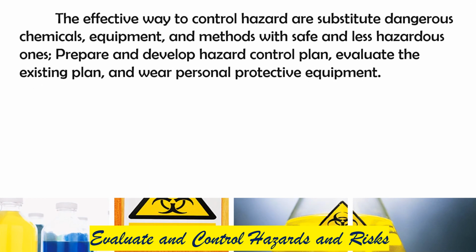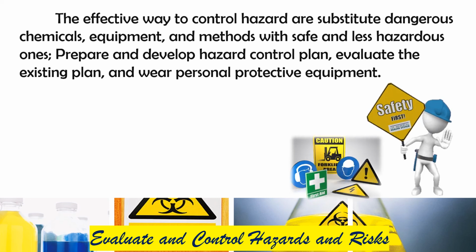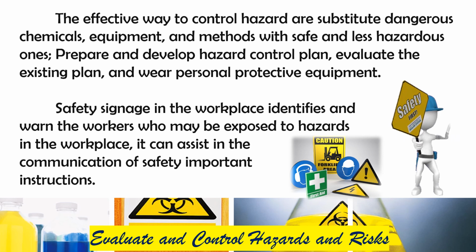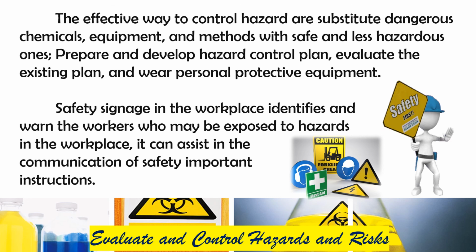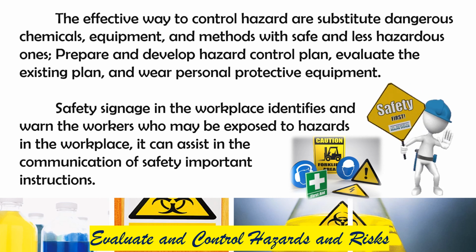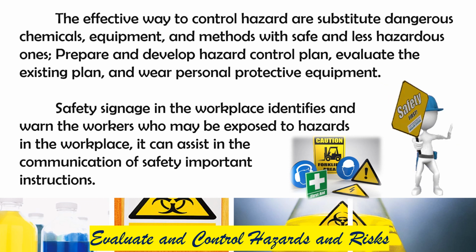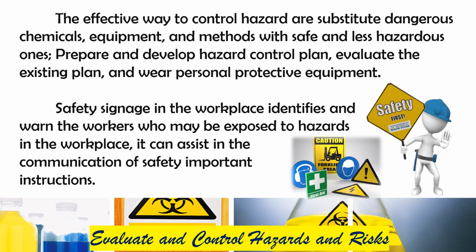The effective ways to control hazards are to substitute dangerous chemicals, equipment, and methods with safe and less hazardous ones. Prepare and develop a hazard control plan, evaluate the existing plan, and wear personal protective equipment. Safety signage in the workplace identifies and warns the workers who may be exposed to hazards in the workplace. It can assist in the communication of important safety instructions.